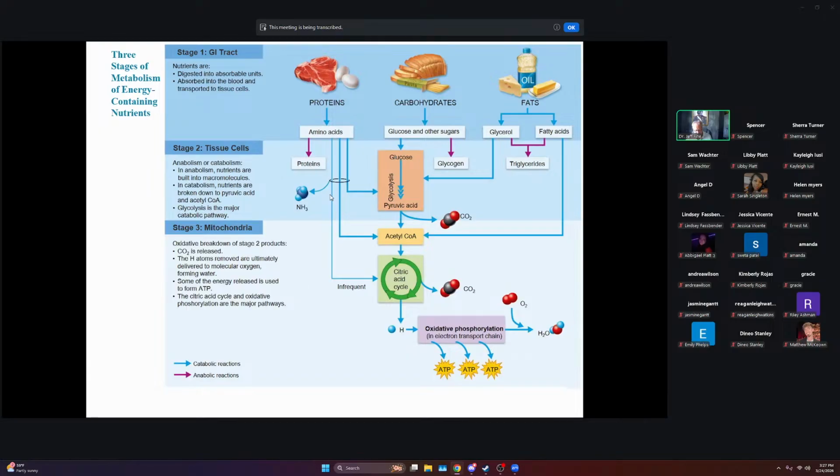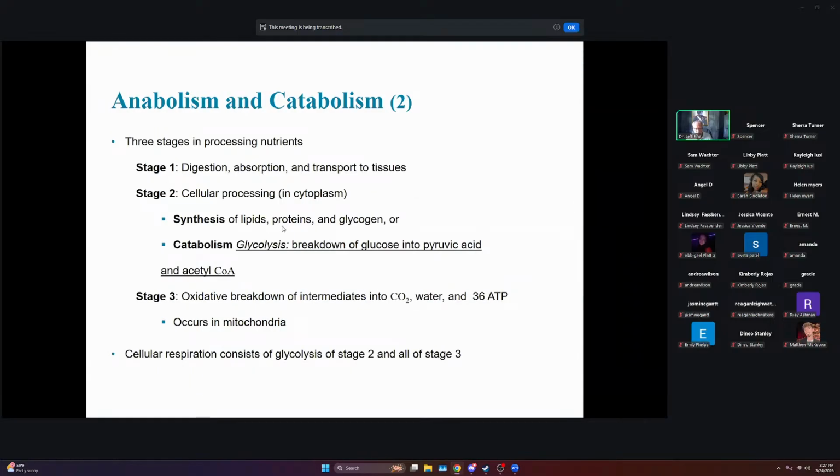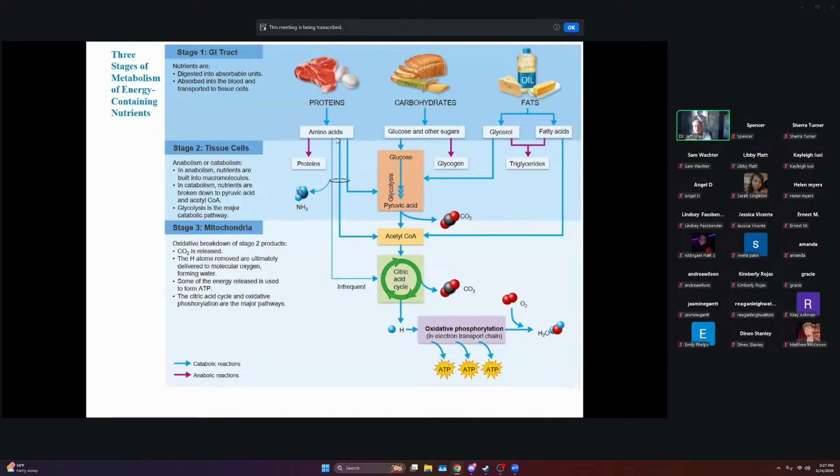Stage 2, and this is just a table of what we just saw, but illustrated. At stage 2, we can do one of two things with all of these monomers. We can resynthesize them through anabolic pathways and build the amino acids back into proteins for structural repair. The glucose can get stored as glycogen for future storage if we want it to. And the glycerol and fatty acids can be synthesized back into triglycerides to be used later. So that's an option.